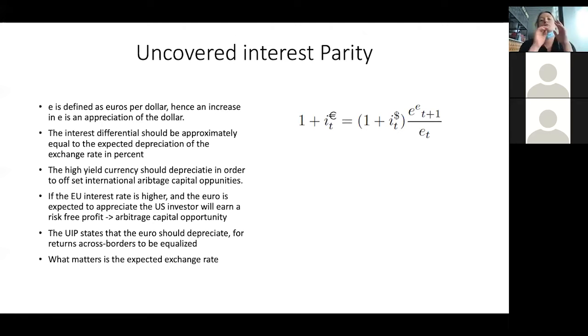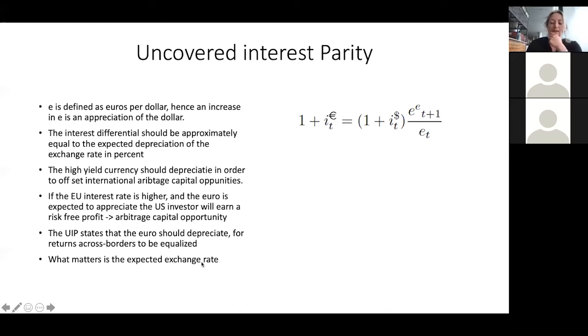And what it states, just to put it broadly, is that the interest differential should be approximately equal to the expected depreciation of the exchange rate. That means that the high yield currency should depreciate in order to offset those international arbitrage opportunities, as we spoke about before. So if the European interest rate is higher and the euro is expected to appreciate, the US investor can earn a risk-free profit. That's the arbitrage opportunity.